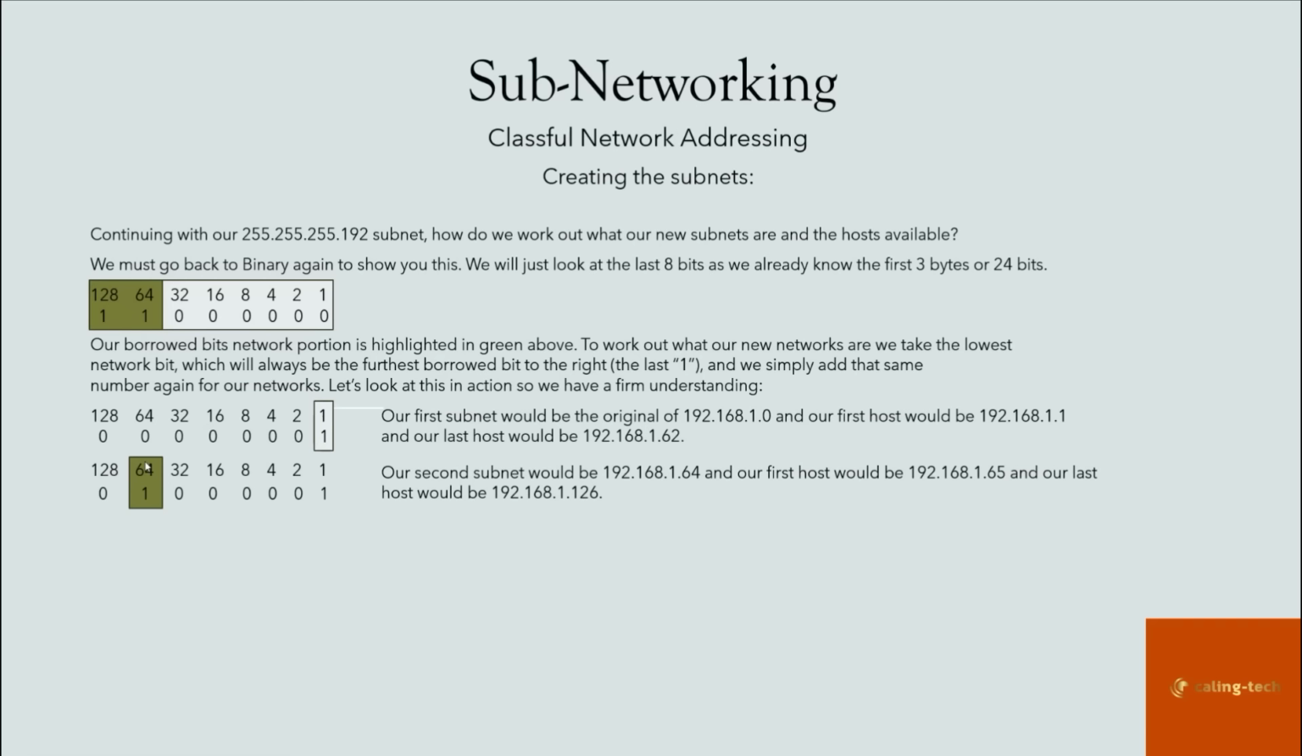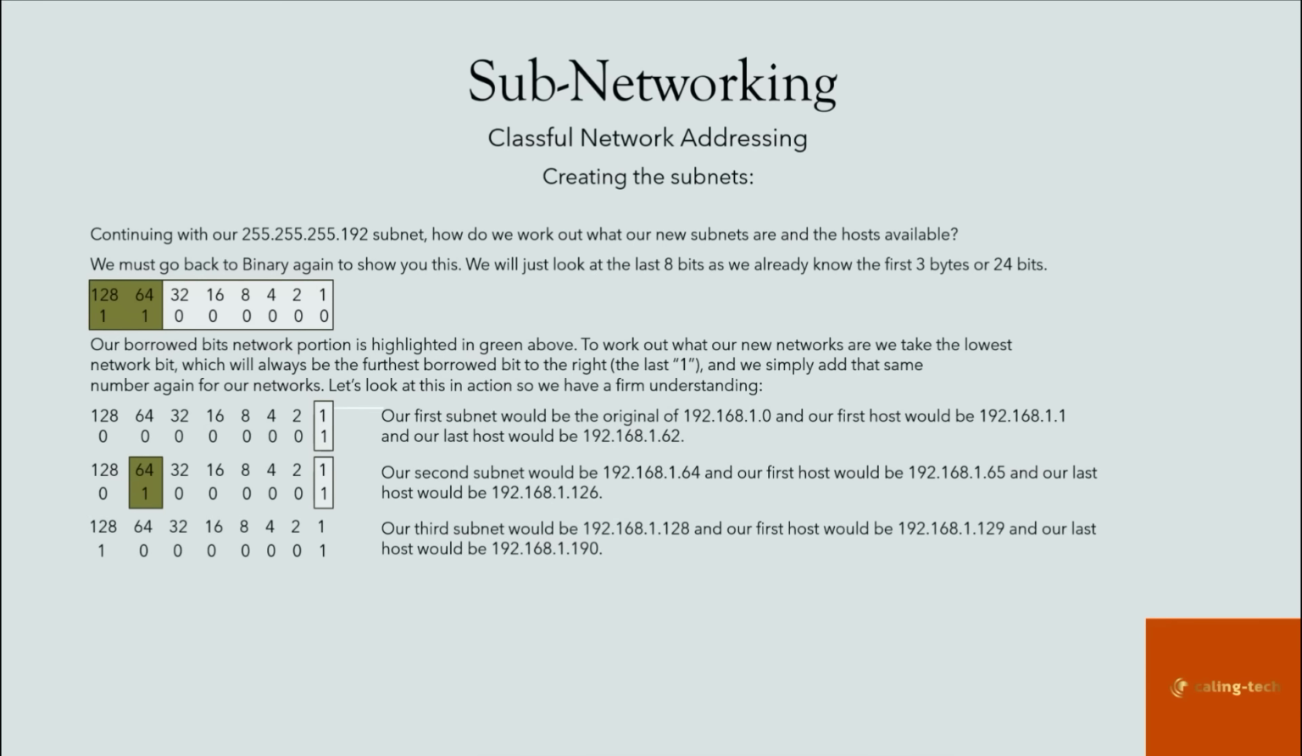So we move on now to the second network, and we'll notice that our second subnet would be 192.168.1.64. This is our next new network address. And our first host within that would be 65. Why? Because if we add 64 and 1 together, we get 65. And our last host would be, if we know that next network is 128 and we minus 2 off of that, well, the last host is going to be 126.